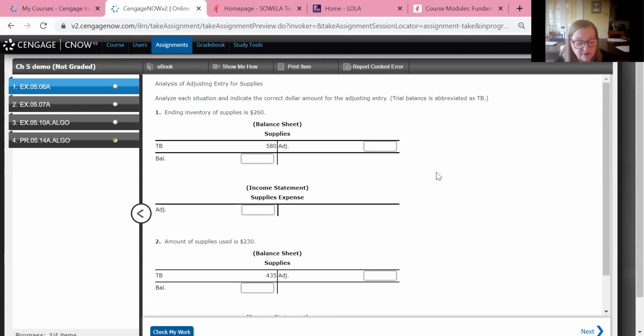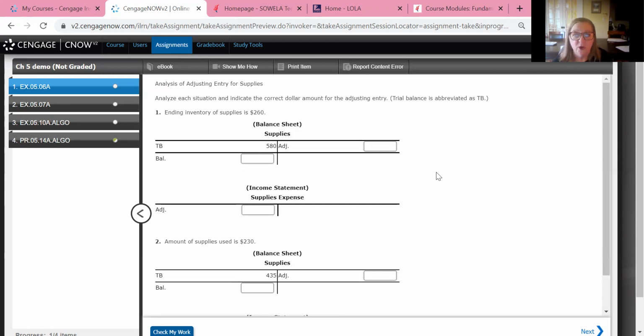So the first one's going to be 5.6b. And basically, they're telling us if you had this amount of supplies in your supply closet, and then at the end of the period, you're trying to tally it up and correct your records to where they match reality, then what would you need to do to make the journal entry for the adjustment so that your financial statements will be correct? So the first one says, analyze each situation for supplies and indicate the correct dollar amount for the adjusting entry. And the T accounts is what they're having us use for the adjustments this time.